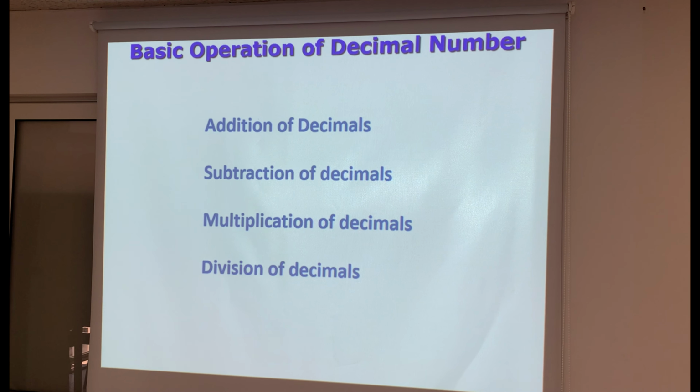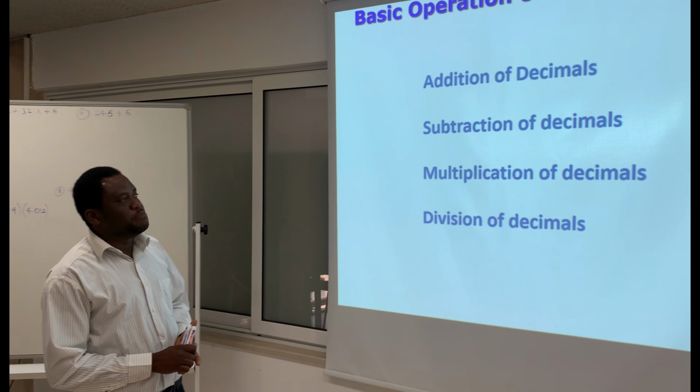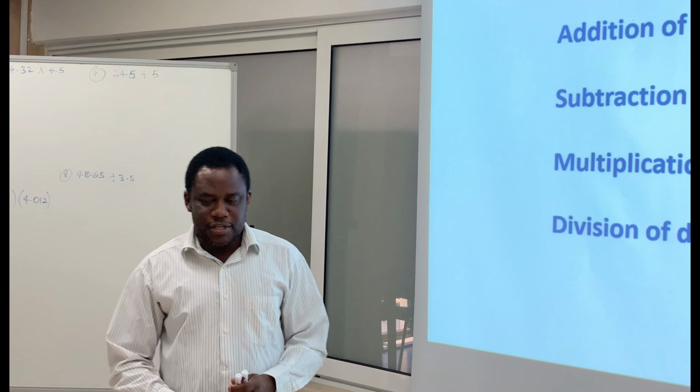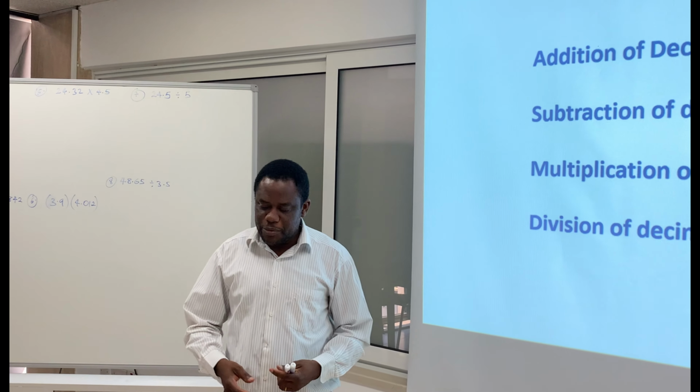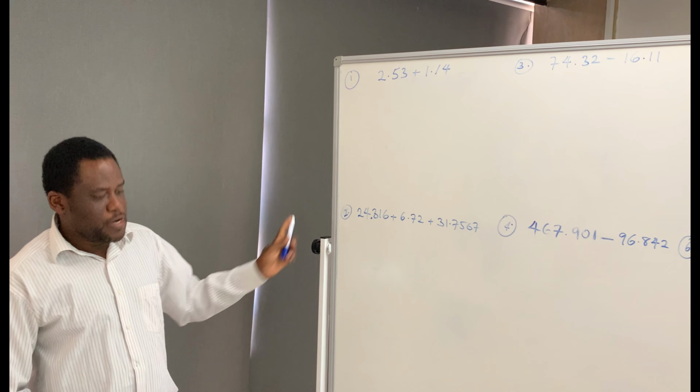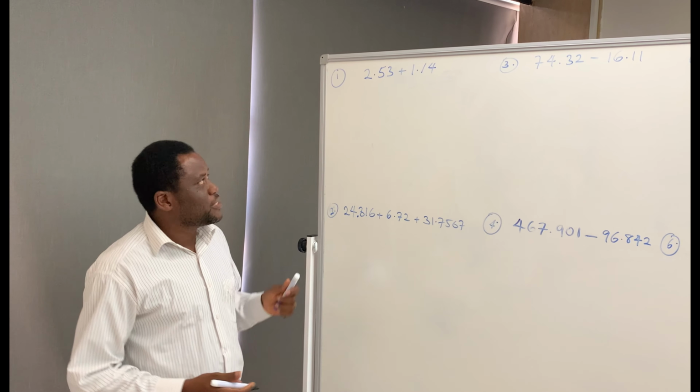Okay, now let's look at the arithmetic of decimal numbers: addition, subtraction, multiplication, and division. Of course, let's start with this example. Let's solve these examples on the arithmetic. The first one is addition.